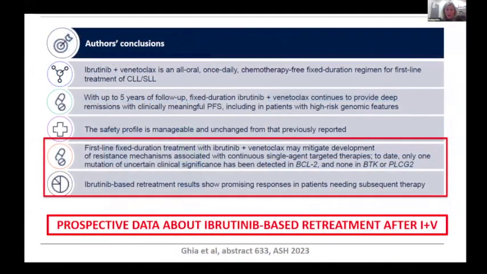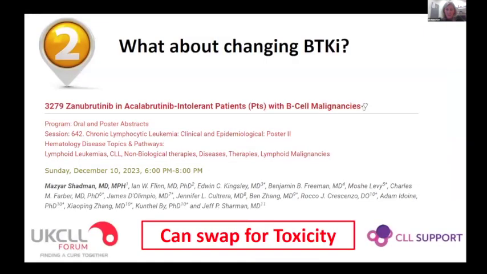So the authors concluded when they presented this data at ASH that this first-line fixed duration treatment of I+V may mitigate against the development of the resistance mechanisms which we know can develop when patients are treated with continuous single-agent targeted therapies, and can be associated with resistance if we were to consider retreatment again in the future. And that when we use ibrutinib-based retreatment in these patients, we're seeing promising results when patients need treatment again. So that's prospective data about using ibrutinib-based retreatment after I+V.